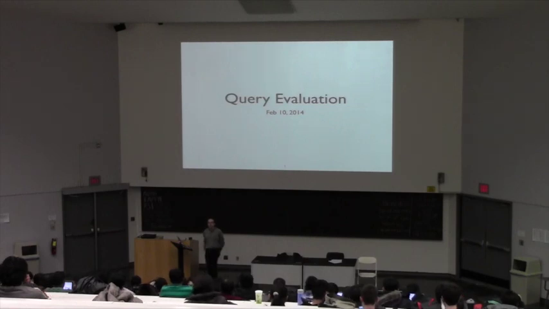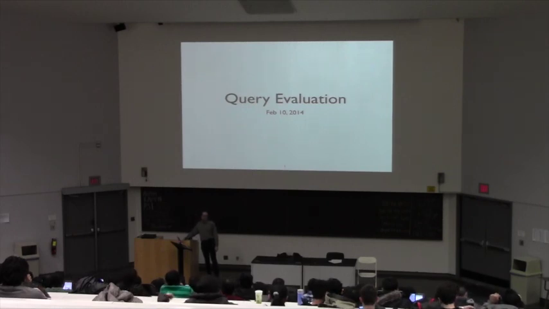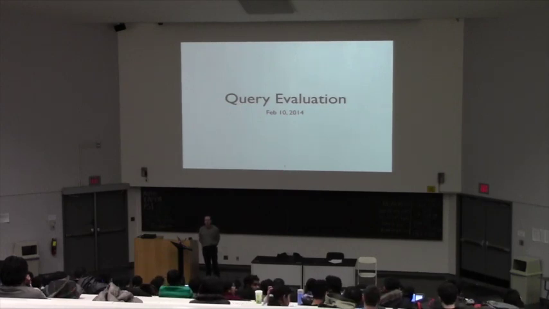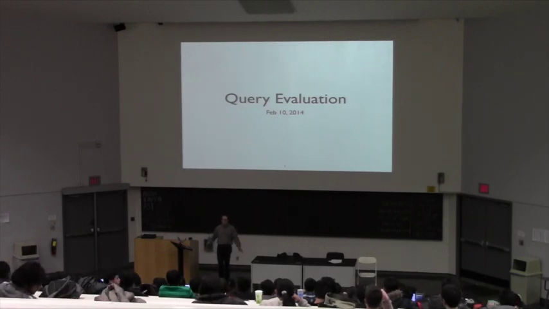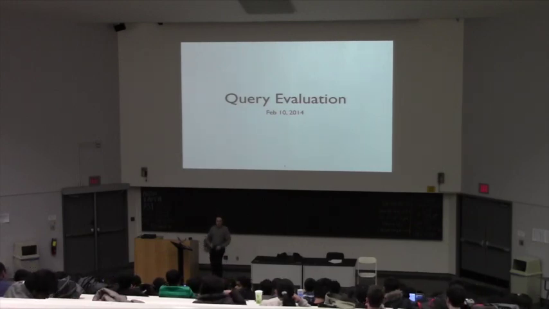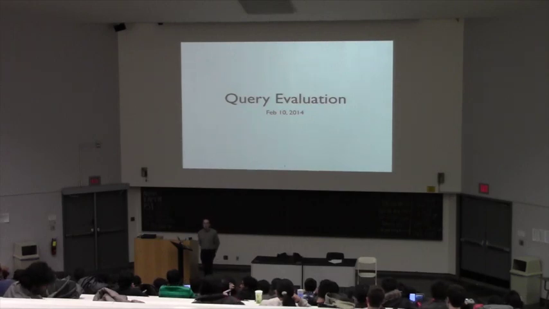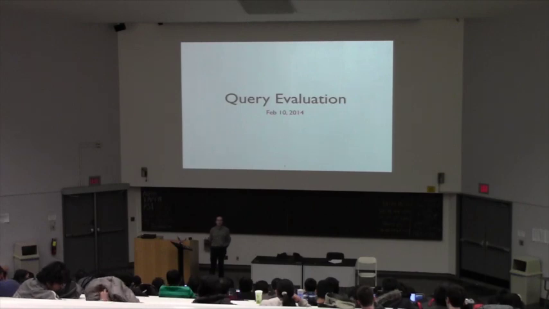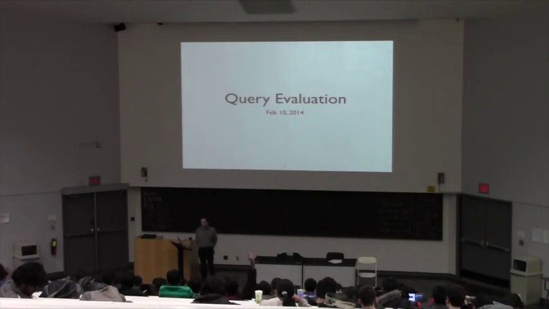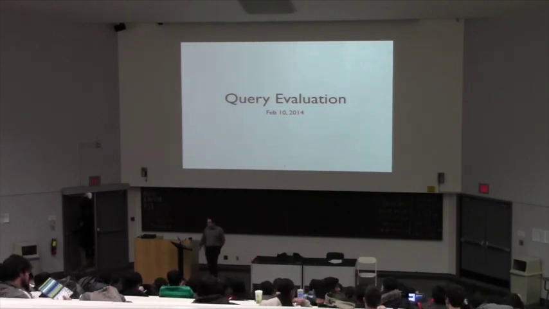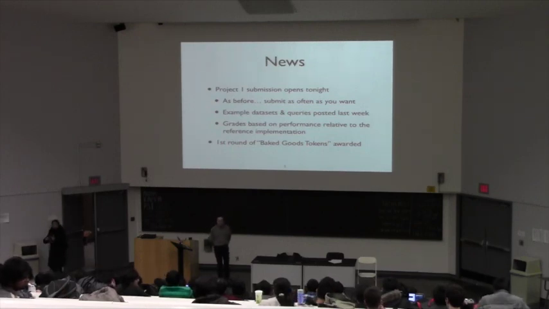Today my goal is basically twofold. First, to give you a sense of how database systems evaluate queries in general, but also I'll be trying to tie this back to project one. Pretty much throughout the entire lecture I'll be pointing out, this is how the reference implementation does it. That's meant to be the baseline approach, and if you follow this baseline approach, the grading scripts are set up in such a way that there's a really good chance you'll get a B plus or better.